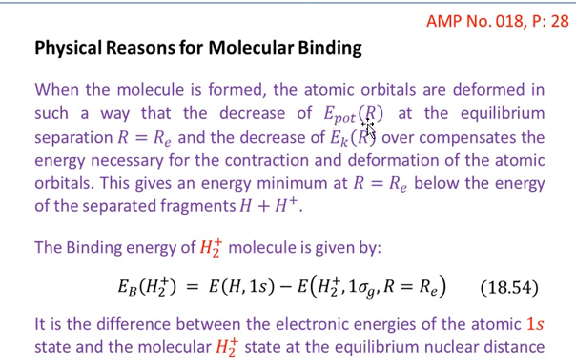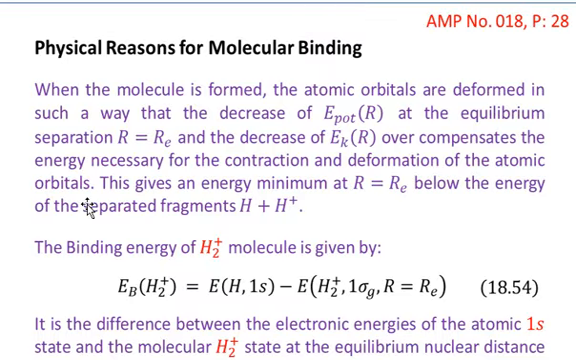as a function of R at the equilibrium separation R equal to R_E, and the decrease of kinetic energy as a function of R overcompensates the energy necessary for the contraction and deformation of the atomic orbitals.